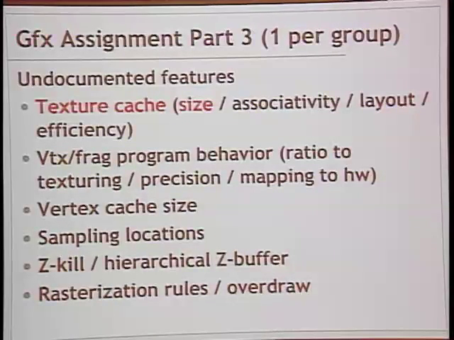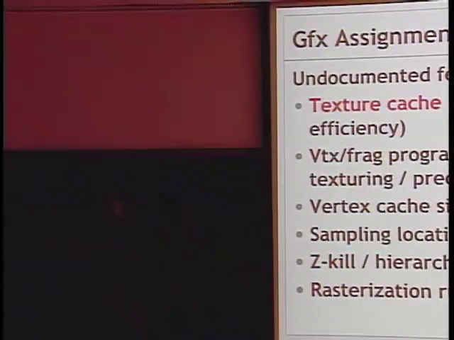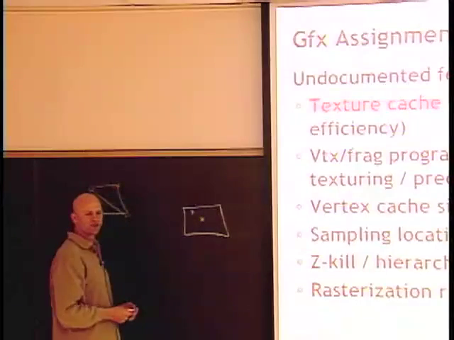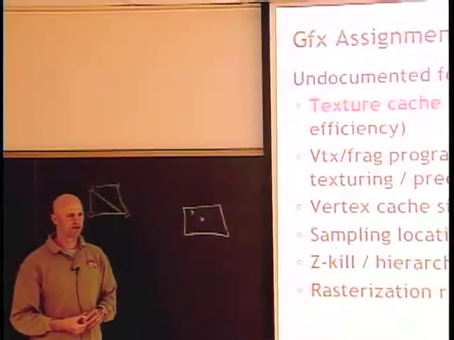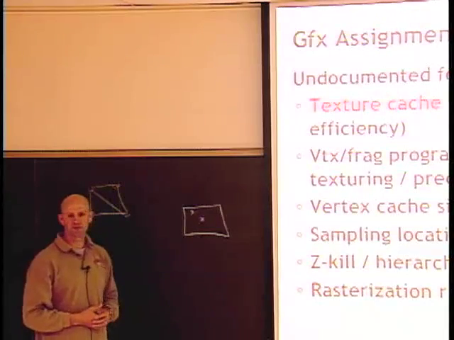You have a pixel. It's not really a little square, but for the purposes of this, I'll say it's a little square. Where do we take the sample? Is it in the middle? Is it over here? There are lots of schemes where we take multiple samples per pixel. Where are those? So your job is to come up with a way to figure that out.